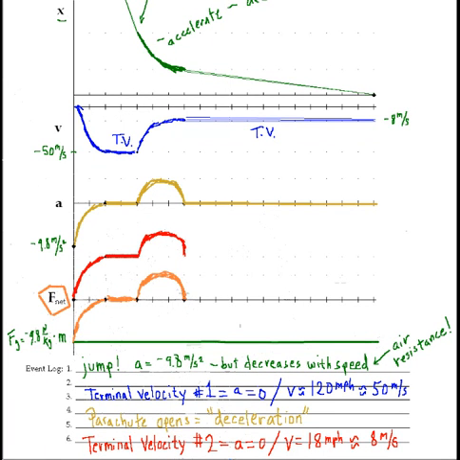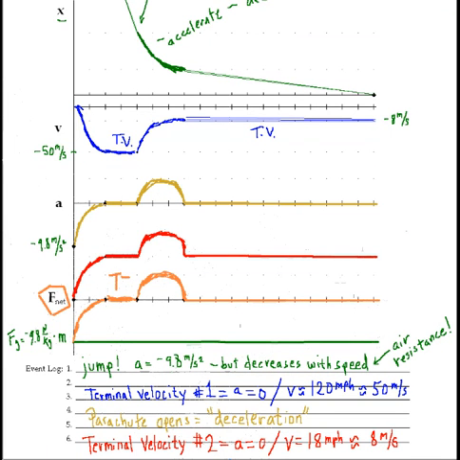Now once it levels off again, the air resistance will match with gravity. Excuse me, the gravity is the downward force, but the air resistance will match with gravity, and then your resultant force, or your net force, will once again be 0.